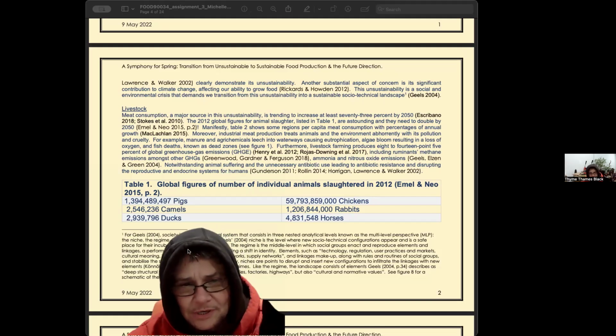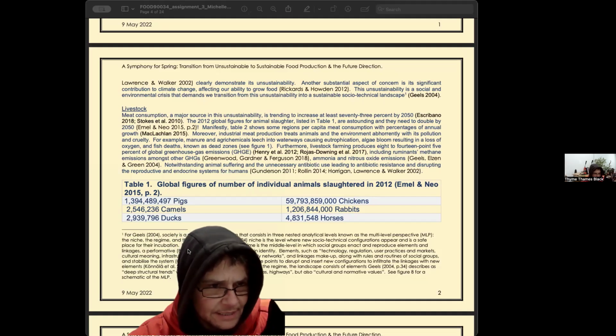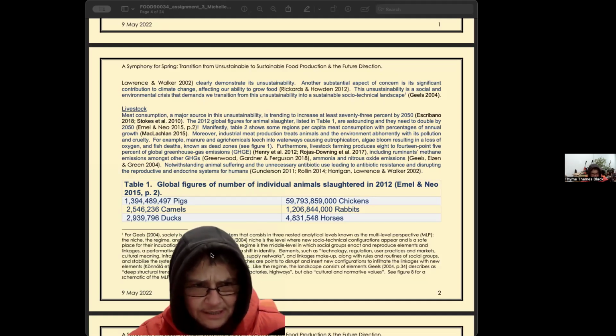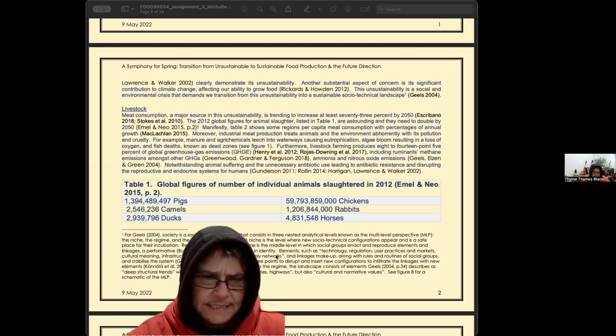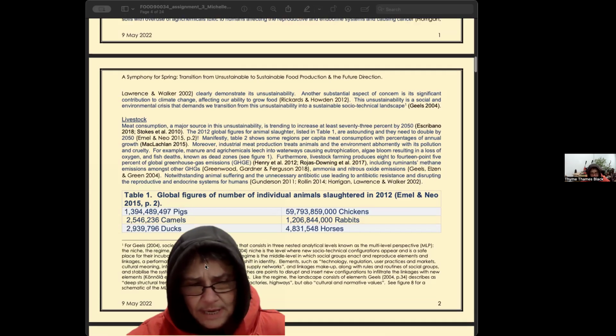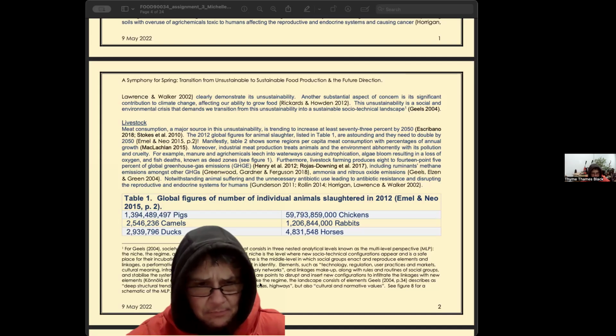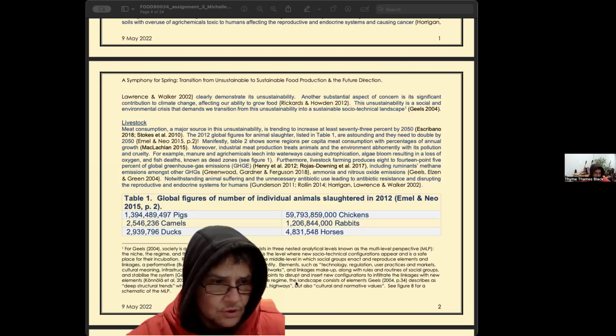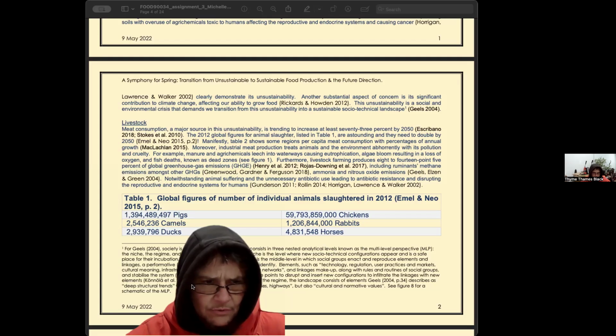The regime is the middle level in which social groups enact and reproduce elements and linkages, a performative, Butler, 1999, space, needing a shift in identity. Elements such as technology, regulation, use practices and markets, cultural meaning, infrastructure, maintenance networks, supply networks, and linkages make up, along with rules and routines of social groups, and stabilise the system. Geels, 2004, page 19. Naturally, niches are points to disrupt and insert new configurations to infiltrate the linkages with new elements. Cagnola et al. 2012.